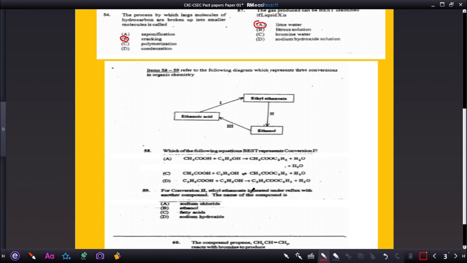58 to 59 refer to the following diagram, which represents three conversions in organic chemistry. Ethanoic acid to ethyl ethanoate. Ethanoic acid must react with ethanol to give ethyl ethanoate, and then ethyl ethanoate can undergo acid hydrolysis to produce the acid and the alcohol. Ethanol oxidizes to give ethanoic acid. So let us see what they're asking. Which of the following equations best represents conversion I?